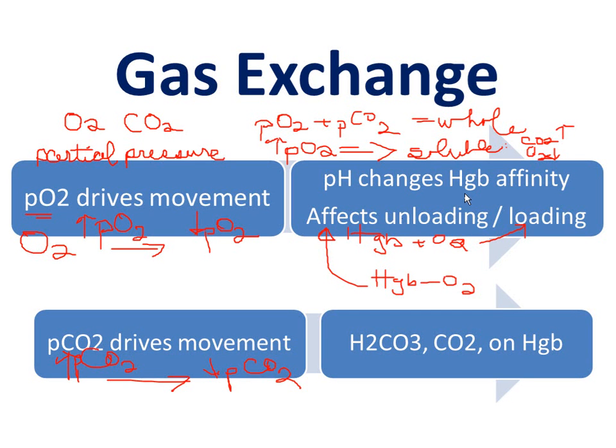And it turns out that hemoglobin's ability to bind oxygen changes with pH. This is the Bohr effect. So in an acidic environment, hemoglobin has a poor affinity for oxygen. Hemoglobin doesn't bind oxygen well when it's acidic. In a neutral environment, hemoglobin loves to bind oxygen. So we're going to see that pH helps hemoglobin know when to pick up or drop off oxygen.